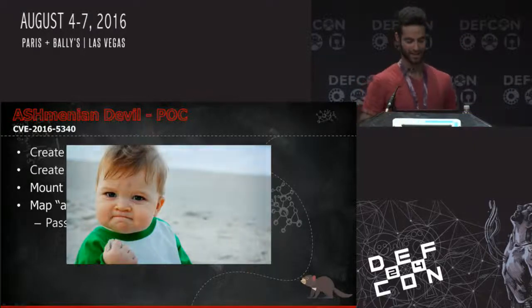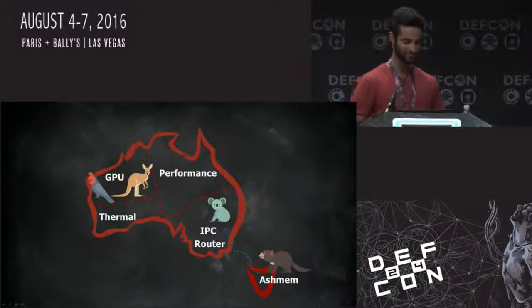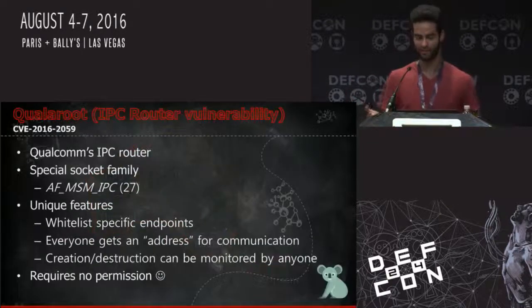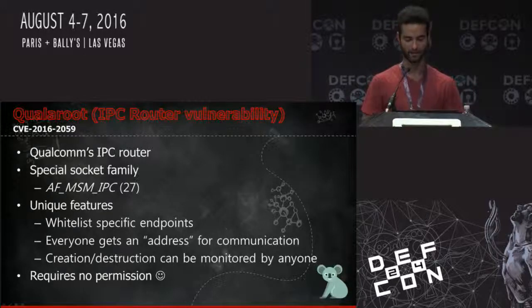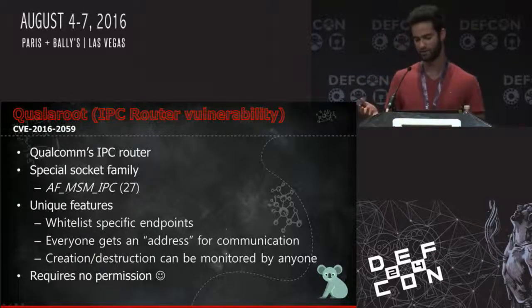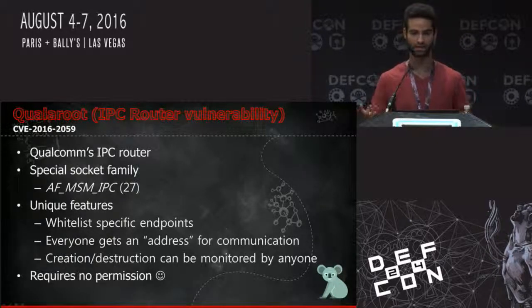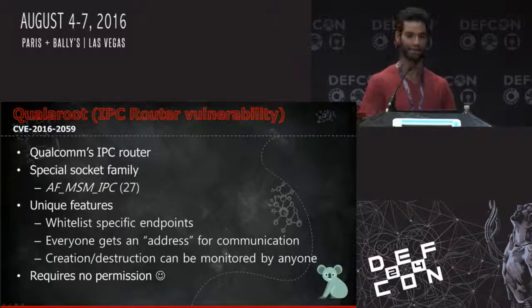Okay, so now going to the second vulnerability, Koala root. Koala root is a vulnerability in the IPC mechanism of Qualcomm. It's basically a new address family in the system, AF_MSM_IPC, but it has some unique features. For example, I can whitelist or blacklist other sockets in the system and filter them by the group ID or other properties, and therefore I can prevent unprivileged processes from communicating with me.